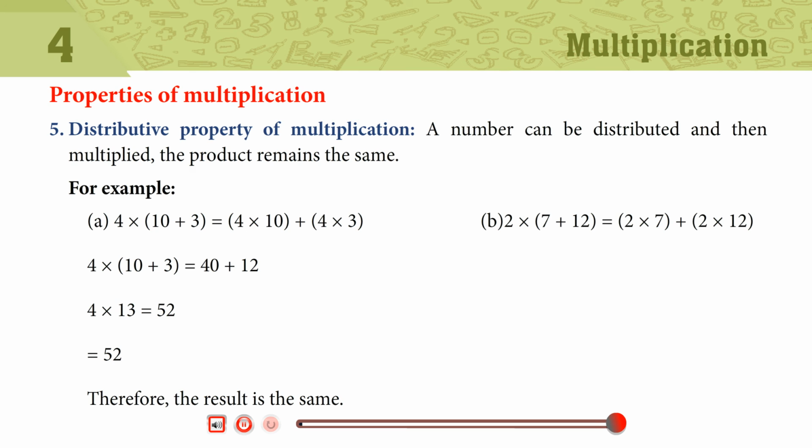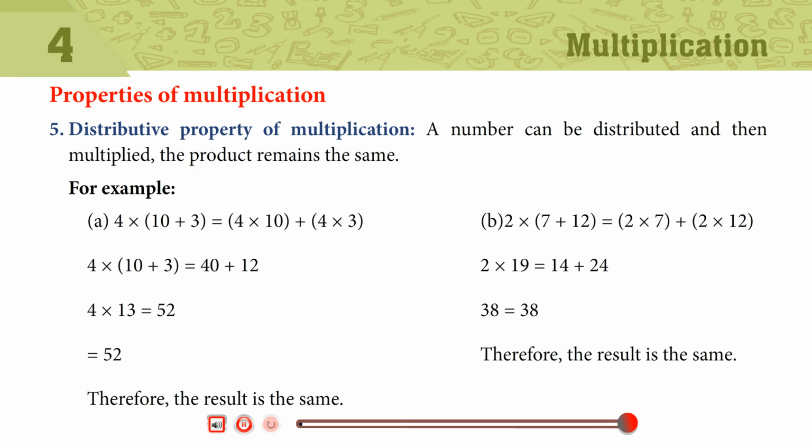B. 2 into (7 plus 12) is equal to 2 into 7 plus 2 into 12. 2 into 19 is equal to 14 plus 24. 38 is equal to 38. Therefore, the result is the same.